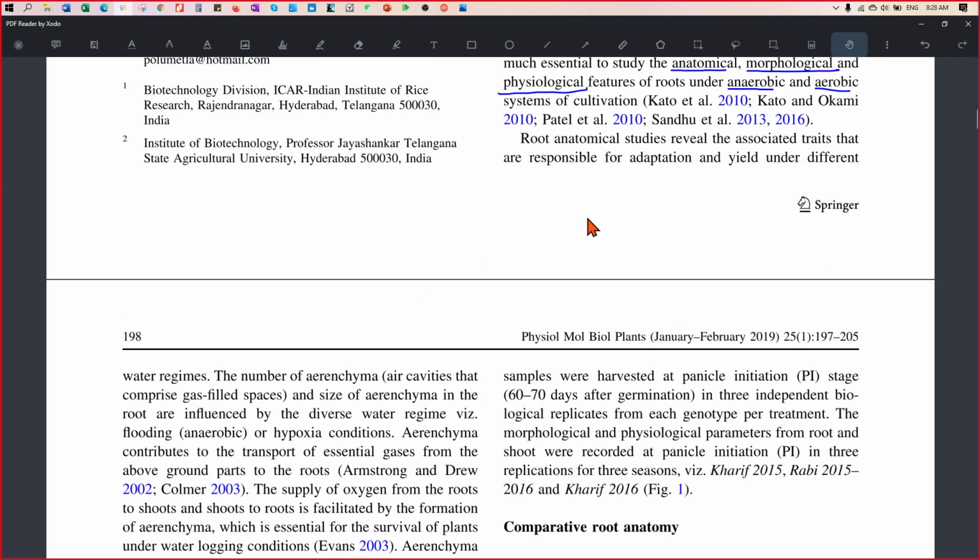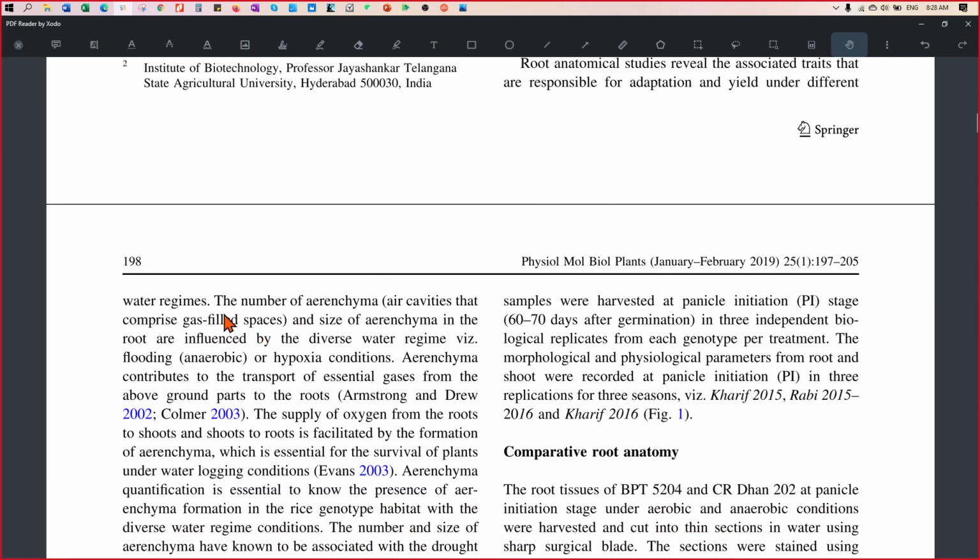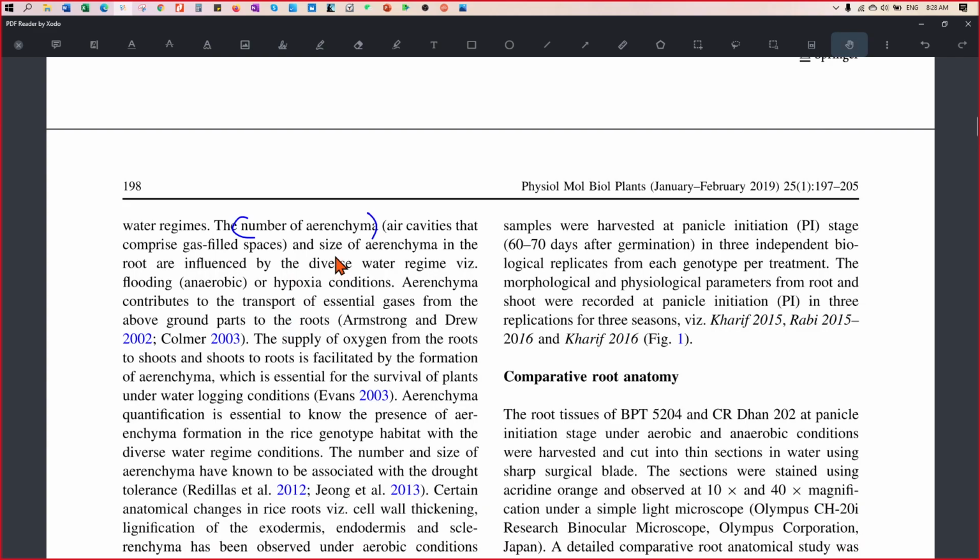Okay. So root anatomy study revealed that traits are responsible for adaptation under different water regimes. The number of parenchyma, so that's very important. Number of parenchyma, air cavities comprised of gas-filled spaces, size of parenchyma.